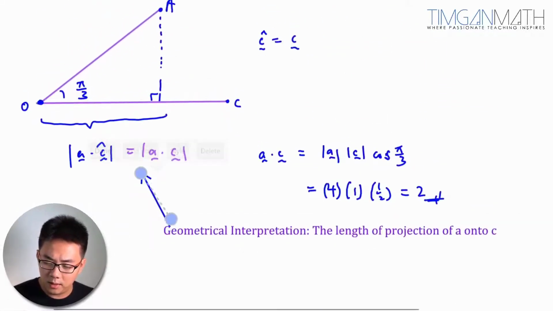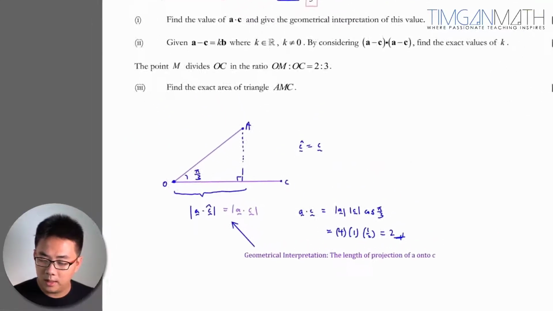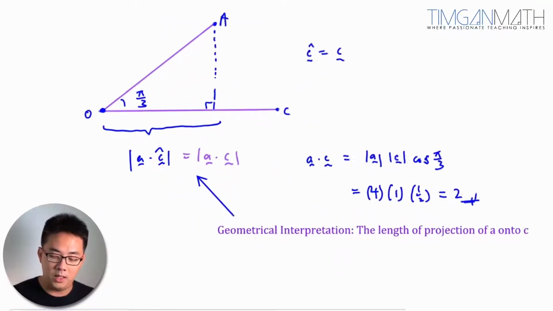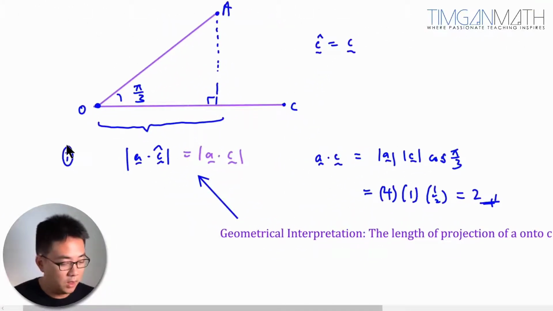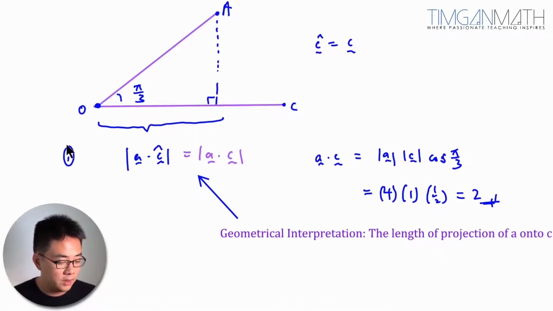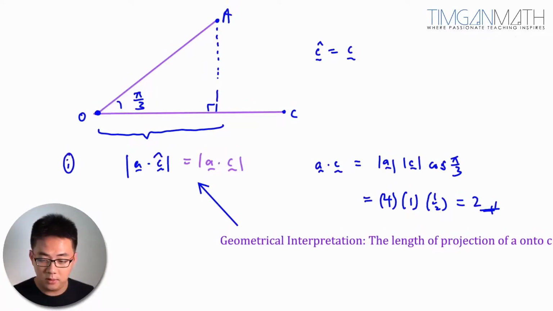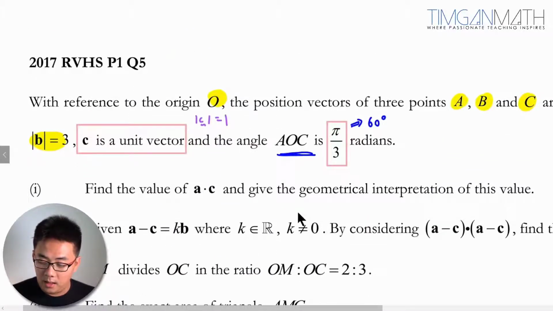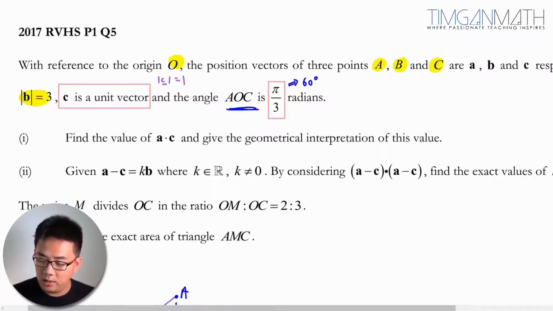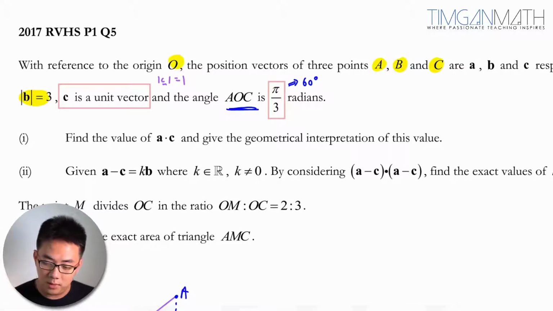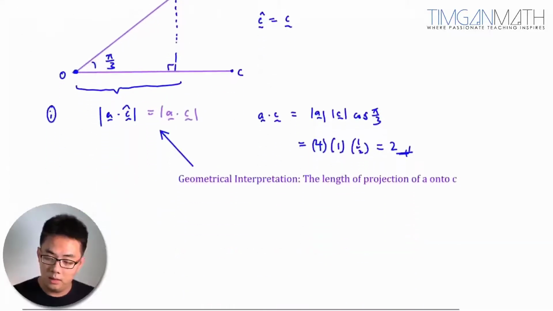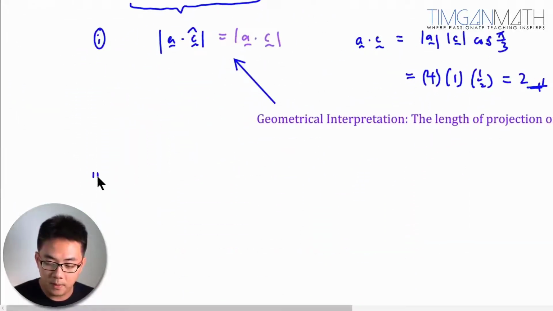So we're going to try and do the next part. Part 1 is quite straightforward. For part 2, we are looking at, given that A minus C equals KB, where K is not equal to zero, consider A minus C dot A minus C, and find the exact value of K. Okay, so let's look at how we solve this.